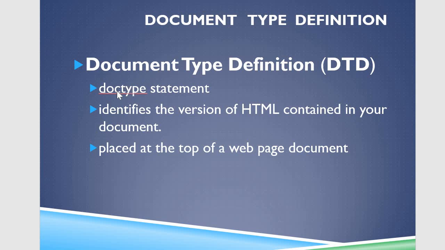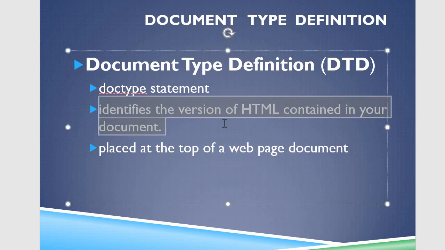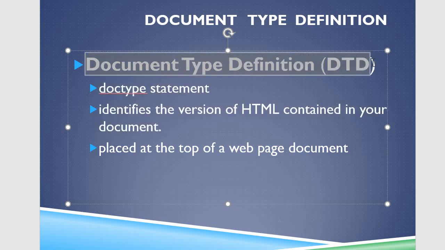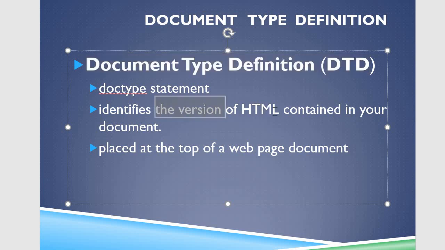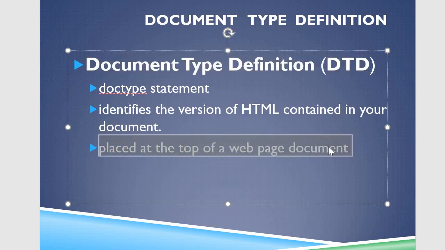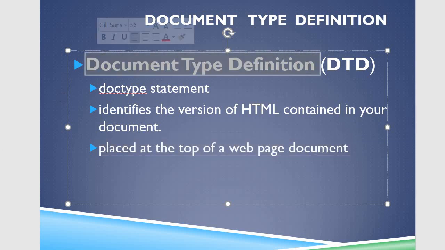Document type definition. You can see here, it identifies the version of HTML contained in your document. Document type definition. Identifies a version of HTML contained in your document. What is that? Document type definition. Then it is placed at the top of a web page document. What is that? Document type definition.